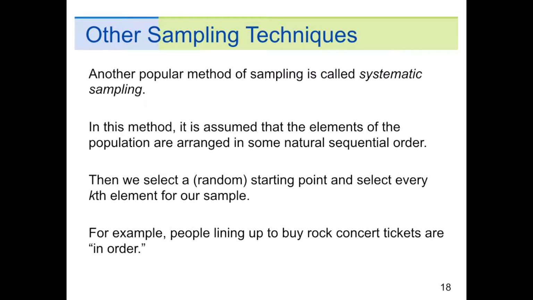Another popular method of sampling is called systematic sampling. In this method, it is assumed that the elements of the population are arranged in some natural sequential order. Then we select a random starting point and select every kth element for our sample. For example, people lining up to buy rock concert tickets are in order.